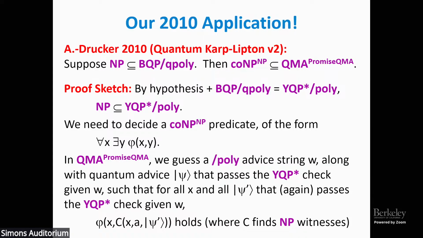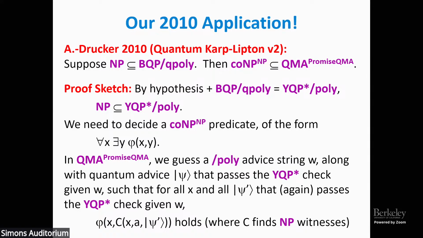So certainly by our hypothesis and by the theorem that Andy and I proved, we know that NP is actually contained in YQP*/poly. Okay, and now our job is that we're given a predicate in pi2, right, which is coNP to the NP. So we have a predicate of the form, for every x, there exists a y such that phi of x comma y holds, where phi is, say, some Boolean formula, right? That's a pi2 complete predicate. Okay, and we want to decide that predicate in QMA to the PromiseQMA. So how do we do that?